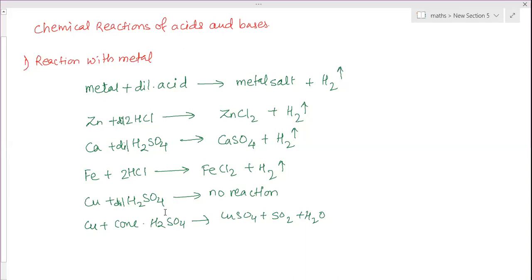When the concentration increases, the strength of that acid increases. More H plus ions are there, so they can separate out easily, splitting the H2SO4.